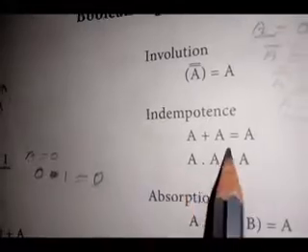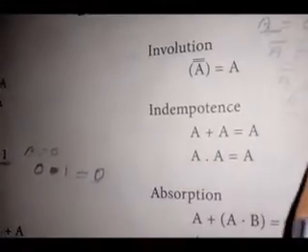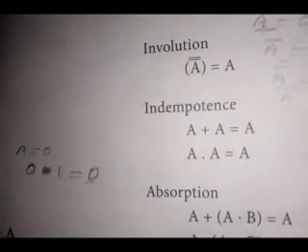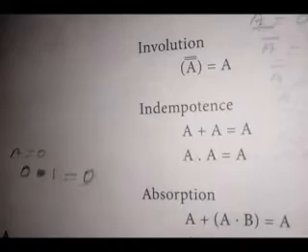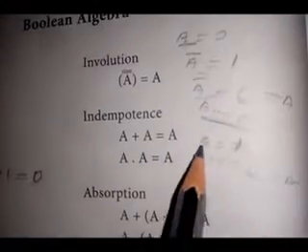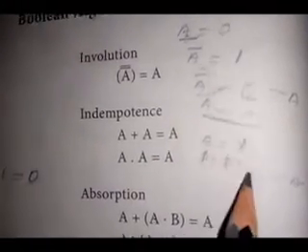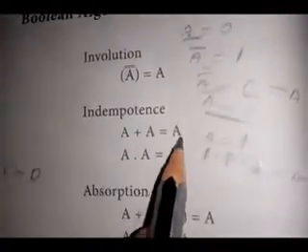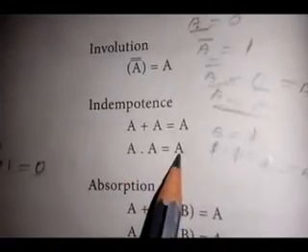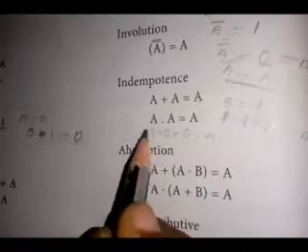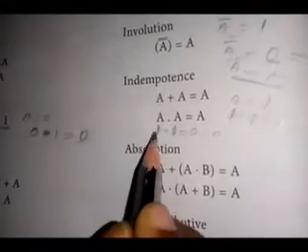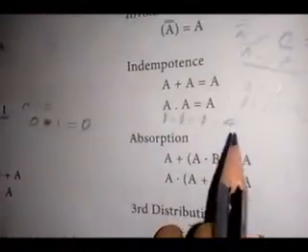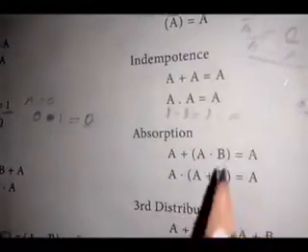Then next, idempotence law. A plus A equal to A. How is it? See here, A equal to 0. Then 0 plus 0 equal to 0. That 0 is A. Understand? Then suppose A is 1. 1 plus 1 is equal to 1. That 1 is A. That's why A plus A equal to A. Next, A into A equal to A. That also is the same. If we are taking A is 1, then 1 into 1 equal to 1. That 1 is A. That's why A into A is A.